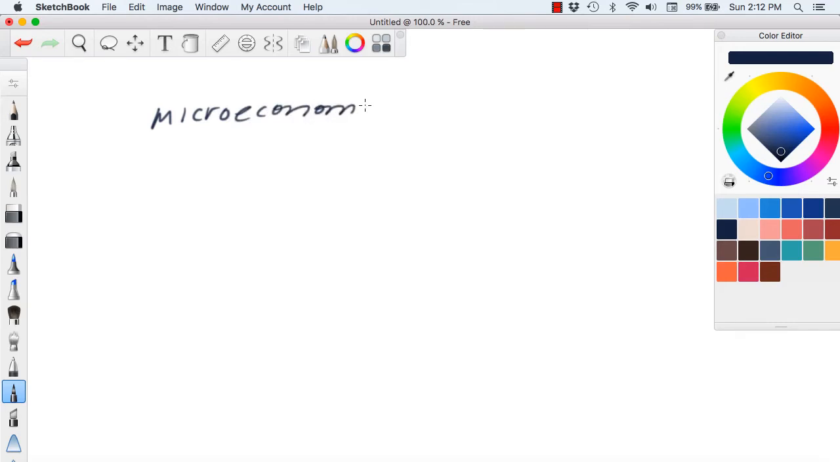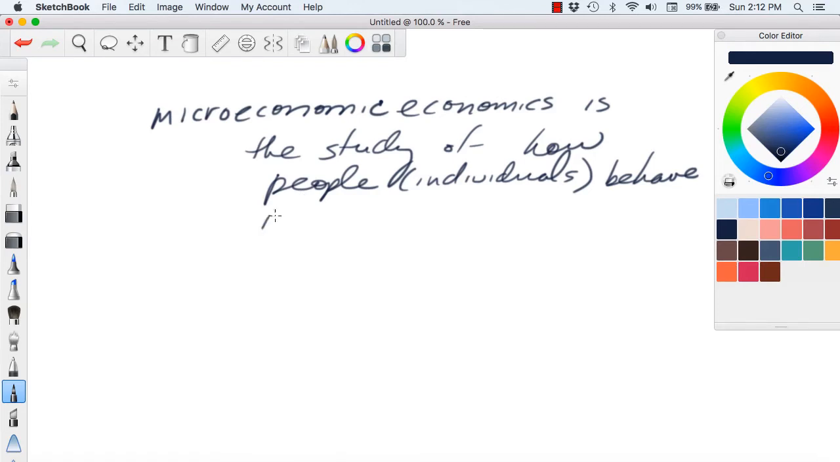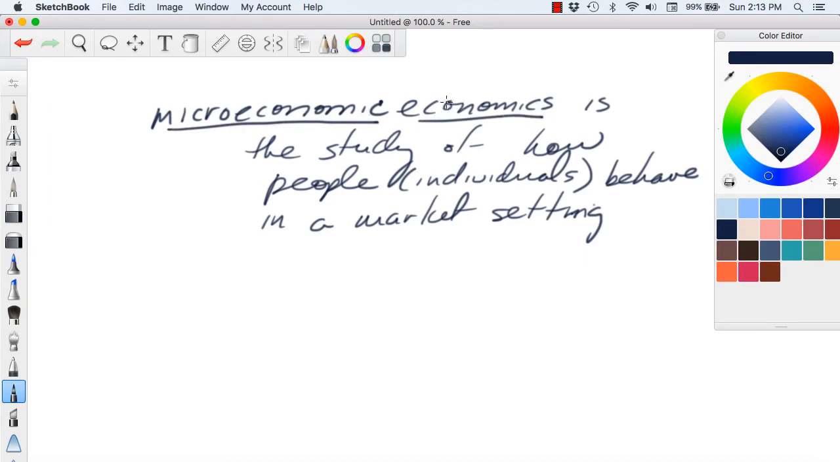Microeconomics is the study of how people, in particular individuals, behave in a market setting. Now this is maybe a little bit restrictive because the decision to go to class or not is not in a market setting. That's an individual choice you make. But most of the time when we talk about microeconomics, we're talking about how people behave in a market setting. So the key word here is market setting.